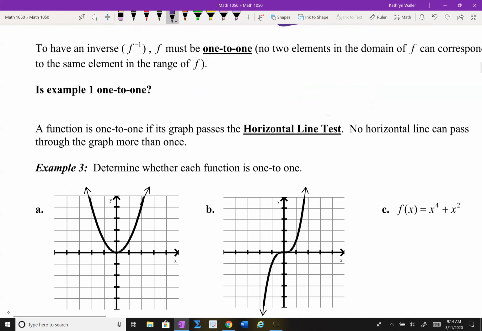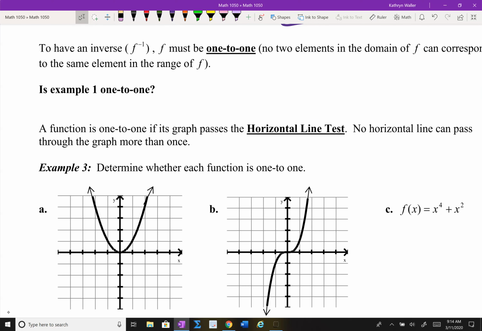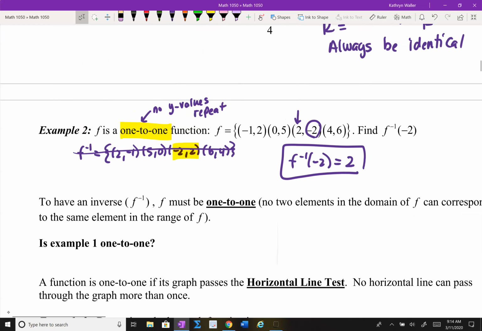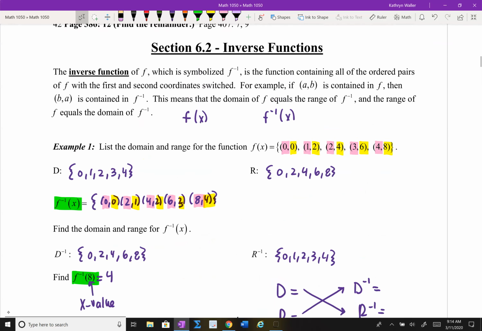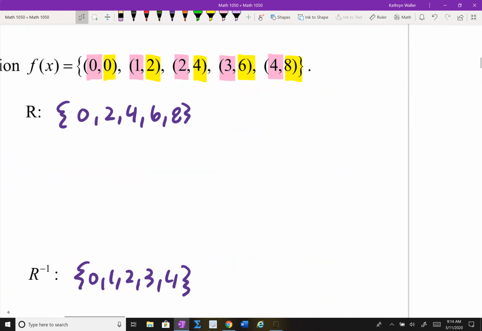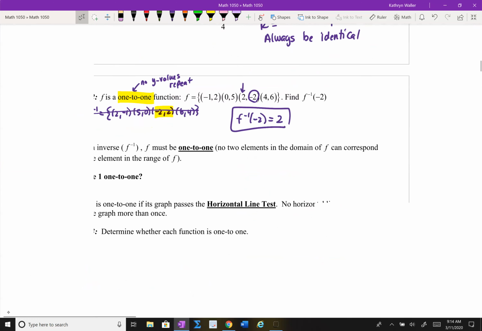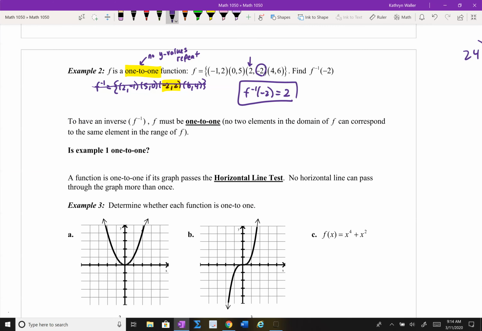Okay, so we already talked about one-to-one. What you need to know about one-to-one is that f has to be one-to-one, or it doesn't have an inverse. So f can't have any y's repeat. If it does have y's repeat, there's no inverse, okay? Is example 1 one-to-one? Everybody look at example 1 over here. Look at those y values right there: 0, 2, 4, 6, and 8. They're all different. So is it one-to-one? Everybody tell me that, guys. Yes, it is. If they're different, it is one-to-one.